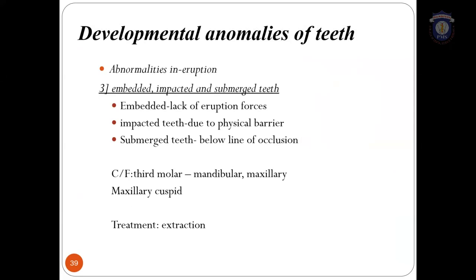Next abnormality in eruption is embedded, impacted or submerged teeth. Embedded teeth are basically because of the lack of eruption forces. Impacted teeth can be due to a physical barrier. Submerged teeth are teeth that are below the line of occlusion. Most commonly, the third molar is affected, both in the maxillary and the mandibular region, followed by the maxillary cuspid. Treatment of choice is extraction whenever required.